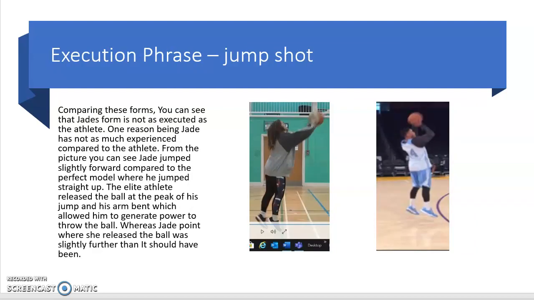With the execution phase, comparing these forms, you can see that Jade has not executed the form as well as the elite athlete. One reason being Jade has not as much experience compared to the athlete. From the picture, you can see Jade's jump slightly forward compared to the perfect model, where he jumped straight up. The elite athlete released the ball at the peak of his jump and his arm bent, which allowed him to generate power to throw the ball, whereas Jade's point where she released the ball was slightly further than it should have been, resulting in a lack of success in the jump shot.